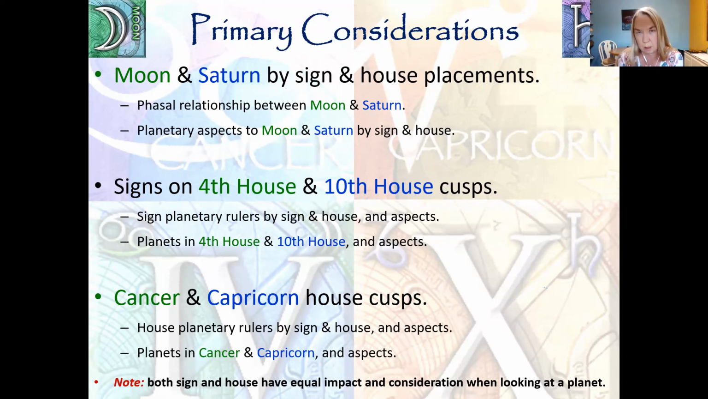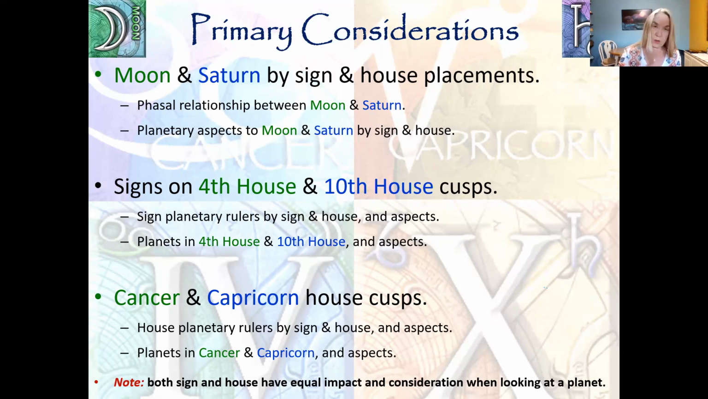parent-child chart dynamics. What I would like to do next, though, is I want to just briefly have a little review of Moon and Saturn as archetypes. And again, we'll be looking at Moon, 4th house Cancer as one archetype, and Saturn, 10th house Capricorn as one archetype for us.